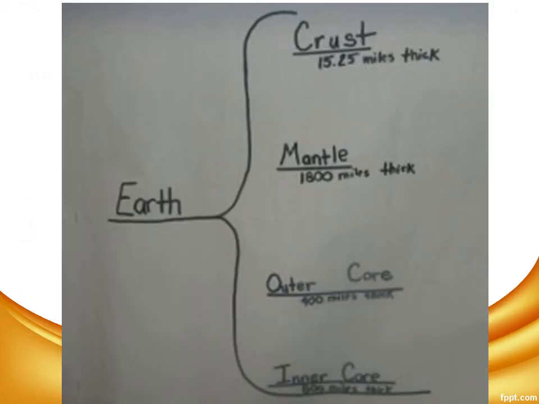This student did a brace map of the earth. It took the earth and broke it apart into its different parts: its crust, mantle, outer core, and inner core. Now, the student also added details underneath each part, which is okay. But it's not to be confused with a tree map, which is categories and then details.